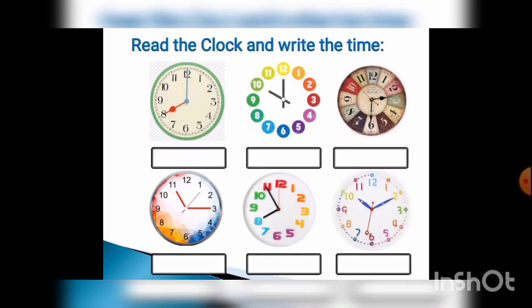Now look at the clock carefully. Read the clocks and write the time. See the hour hand and minute hand, and you have to mention the time.